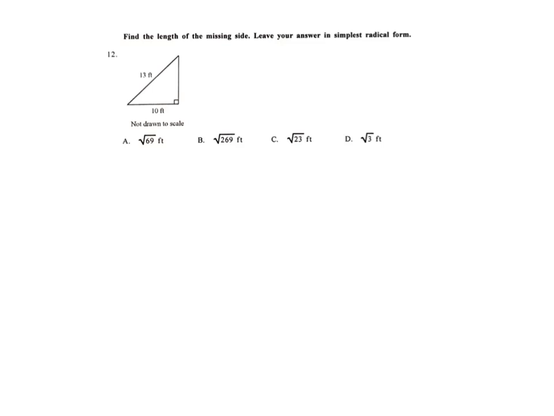Alright, for number 12, it says find the length of the missing side. Leave your answer in the simplest radical form. This is a fancy way of saying leave yourself a square root. So this wants a square root as our answer. It does not want us to find a decimal.